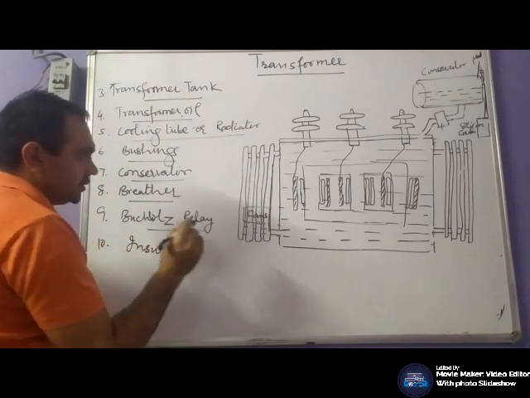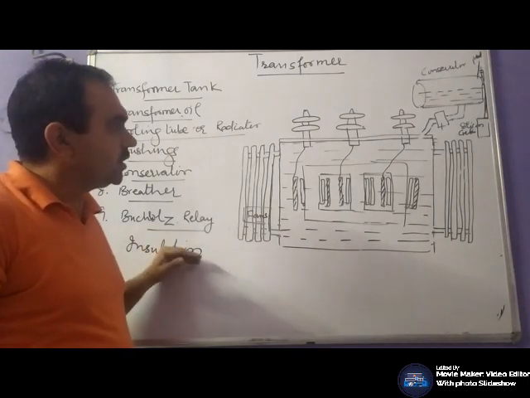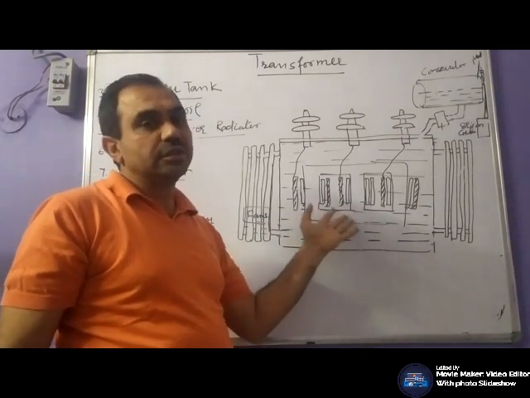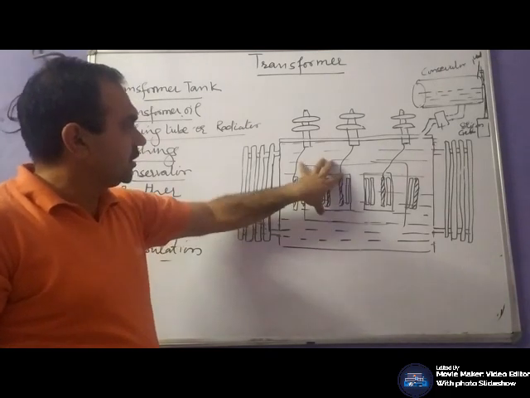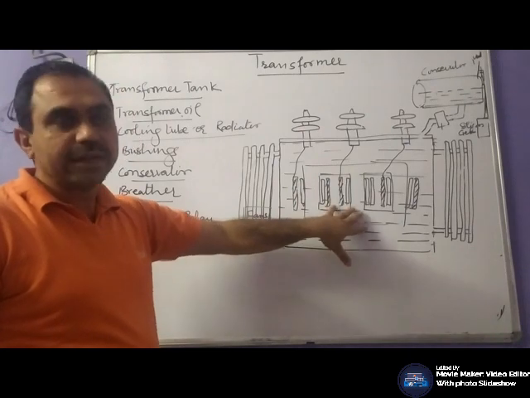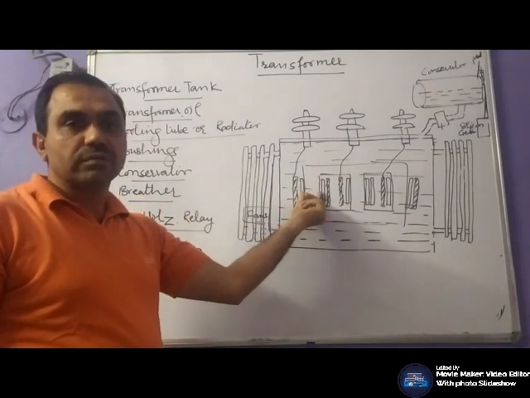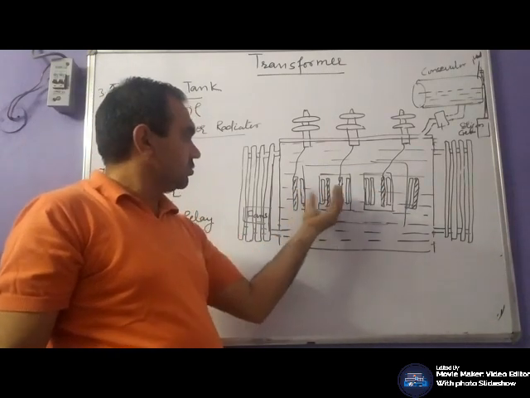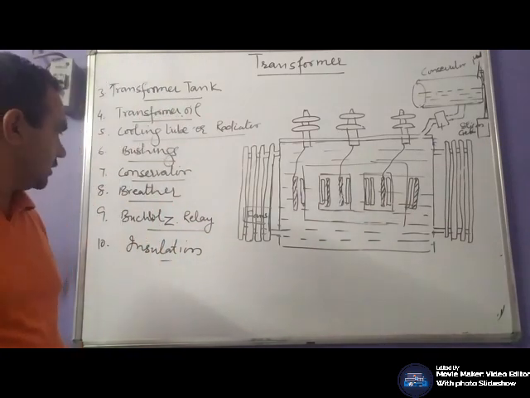Insulation. Insulation is an important part that is wound on the coil. Generally paper insulation or varnish is used to insulate your winding. Insulation is provided between the tank and core, between the winding and core, and between windings, and the purpose is to provide better dielectric strength.